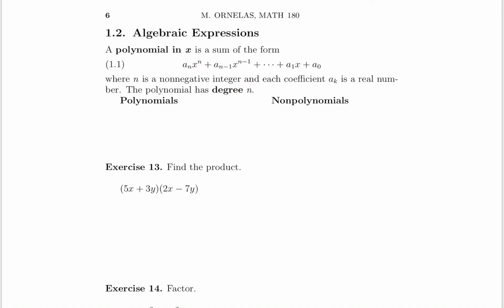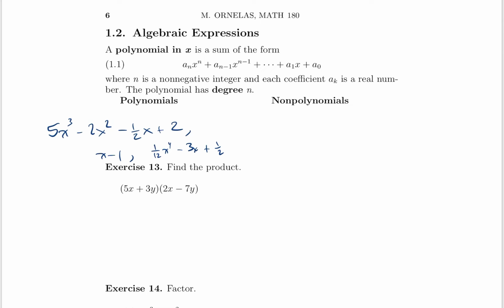So let me show you some examples of polynomials. 5x to the third minus 2x squared minus 1/2 x plus 2. That's an example of a polynomial. Another one would be x minus 1. Another one would be 1/12 x to the fourth minus 3x plus 1/2. These are all examples of polynomials.